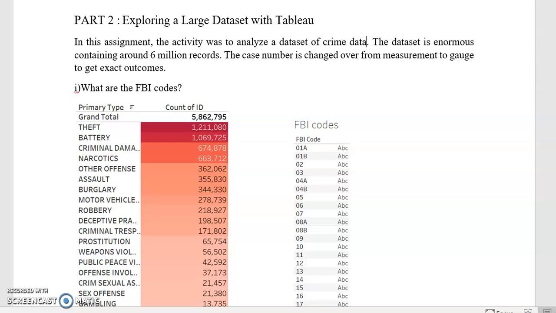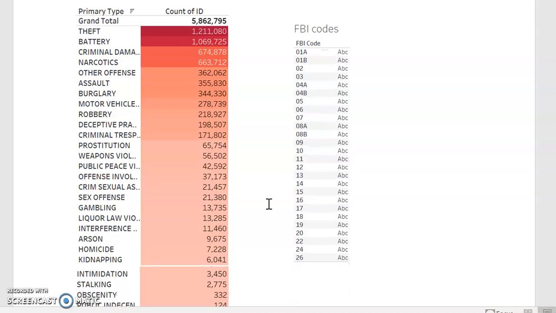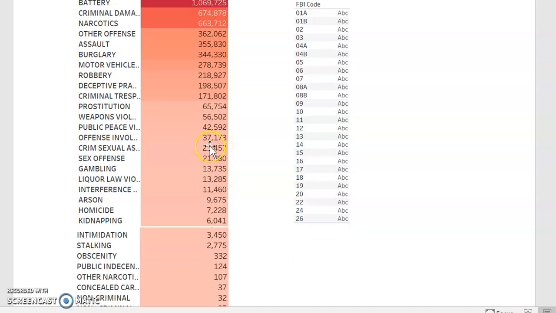The dataset we have been given is crime data. The dataset is enormous, containing 6 million records. The case number is changed from measure to count to get exact outcomes. The first question is, what are the FBI codes? These are the FBI codes: 01A, 01B, 02, 03 and so on. And here it gives the primary type and count of ID for each primary type.